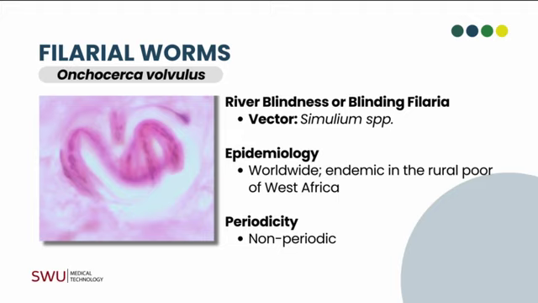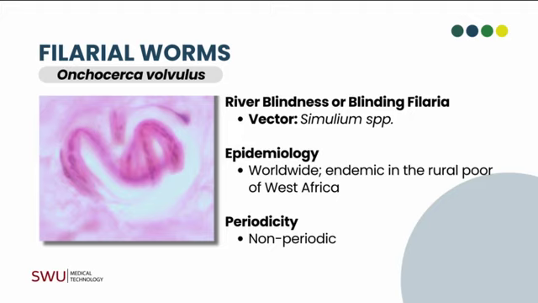Epidemiologically speaking, it is worldwide in distribution. In fact, it's able to infect 40 million people, but it's endemic in the rural poor of West Africa. It can also be seen, or the parasite is also infecting some parts in Yemen and in some parts of Central and South America. Now, since Simulium or black flies or buffalo gnats do not have any particular feeding habits, therefore, there's no periodicity observed for its microfilariae.